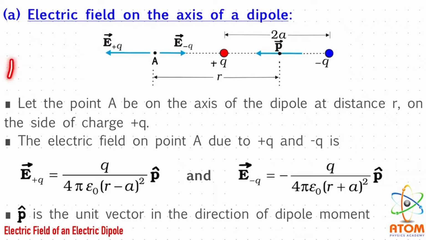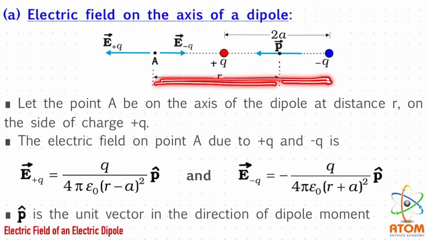Now we know that the electric field of a point charge is E equals 1 upon 4 pi epsilon 0 times q upon r square, where r is the distance between the charge and the point. If we talk about this positive q charge, the distance will be r minus a. You can see this is r and this is a, that's why this distance is r minus a. Whereas the distance of the negative q charge from the point will be r plus a.